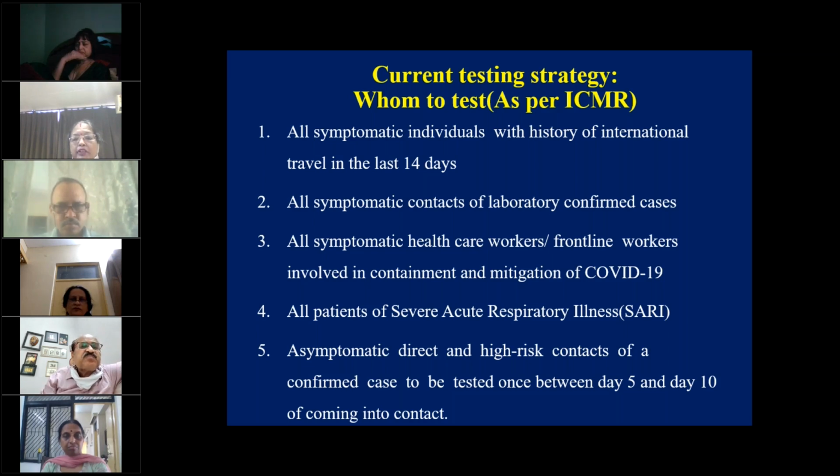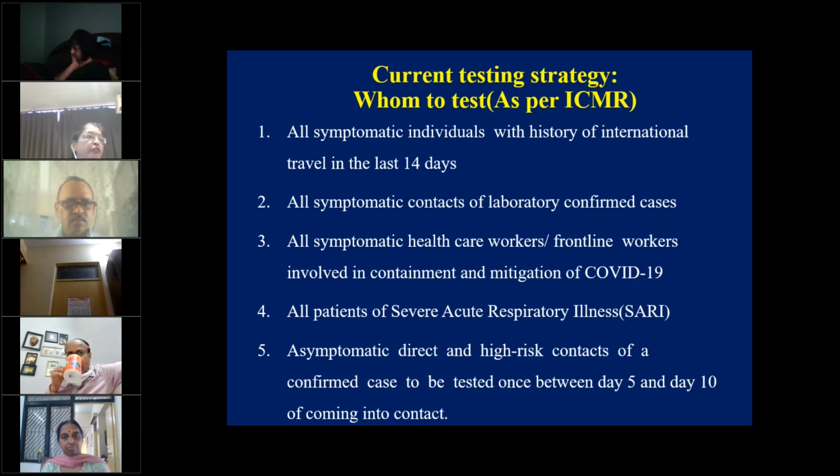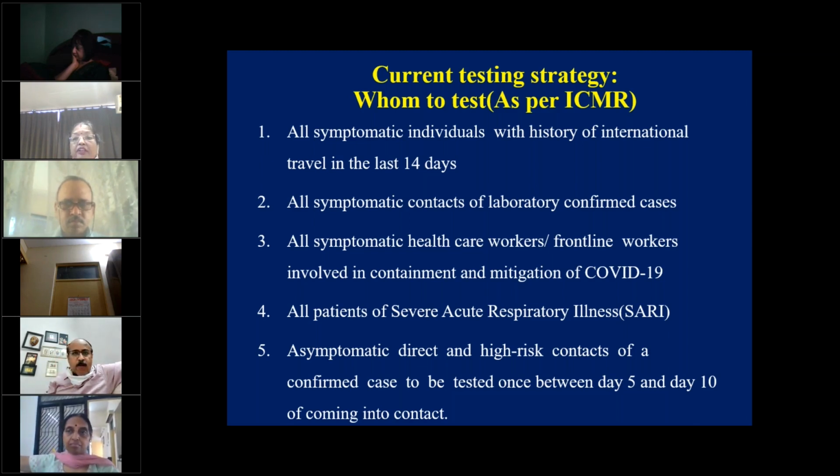As you can see, all symptomatic individuals with a history of international travel in the last 14 days, all symptomatic contacts of lab confirmed cases, all symptomatic healthcare workers involved in containment and mitigation of COVID-19, all patients of severe acute respiratory illness. So there is only one category of asymptomatic, and that is the asymptomatic direct and high risk contact of a confirmed case, to be tested only once. This is again important, once between 5 and 10 days.